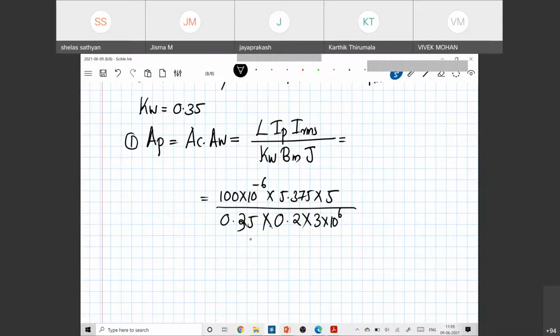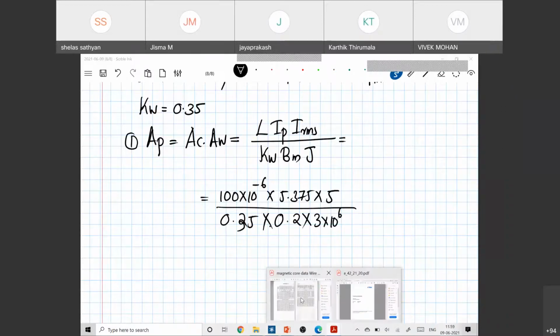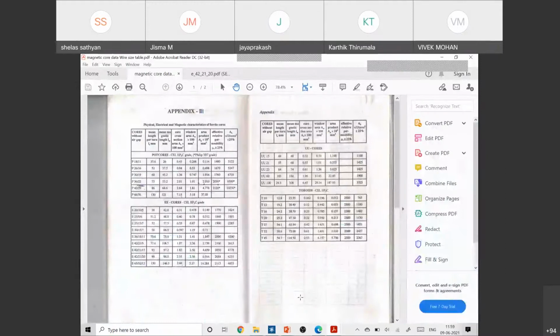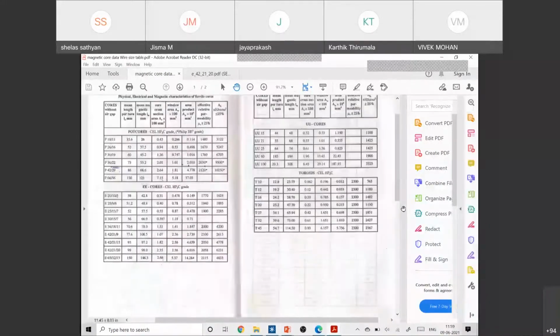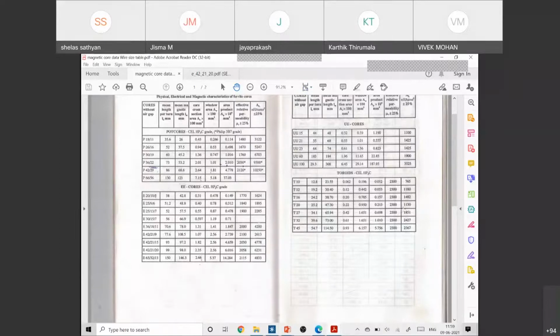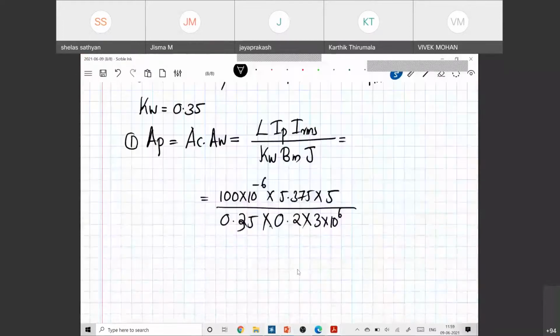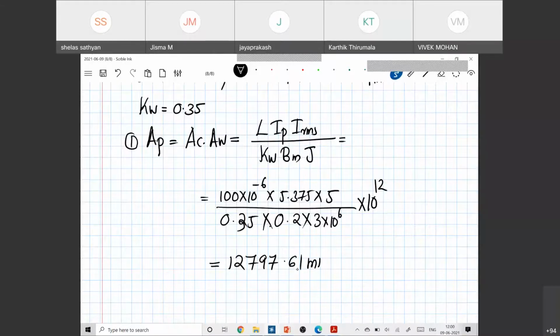Everything in the standard unit, and you will get something in meter raised to 4. But if you see our data sheet, this wire table, usually it will be given in mm raised to 4. So something in meter raised to 4, you need to convert it to mm raised to 4, so that you can multiply with the 10 raised to 12. So you will get something in mm raised to 4. Once you calculate it, I think it comes around 12797.61 mm raised to 4.